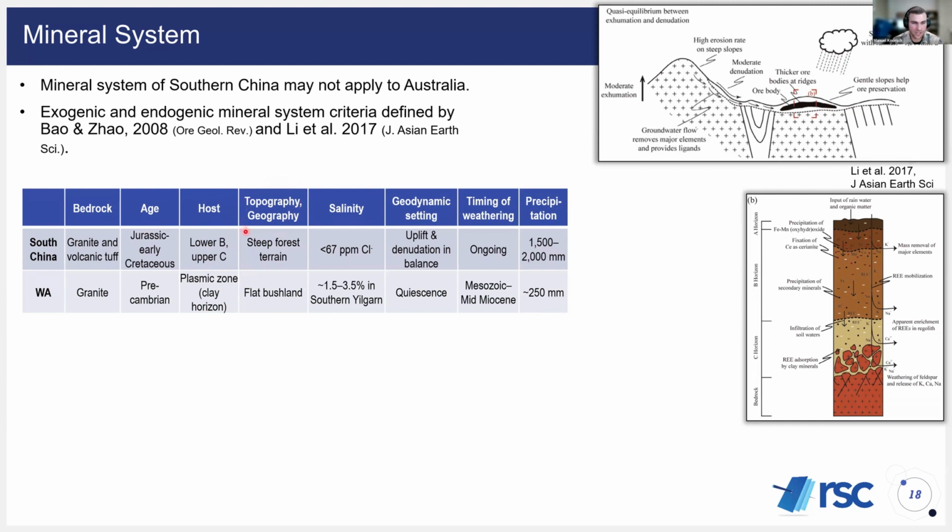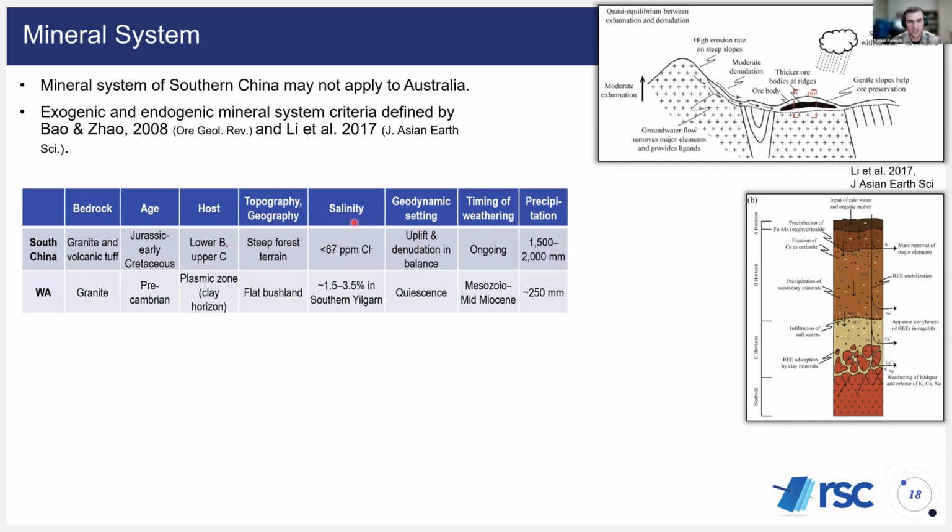So you have undulating to moderately steep forest terrain in South China, and that helps with the weathering process as well. You can see there's some gravitational force that helps to move the rare earth further down, and then they can accumulate a bit further on the slope of the hills. But that would not be the case, I guess, in the Yilgarn Craton, where you just have flat bushland. So there's no gravitational help with regards to weathering.